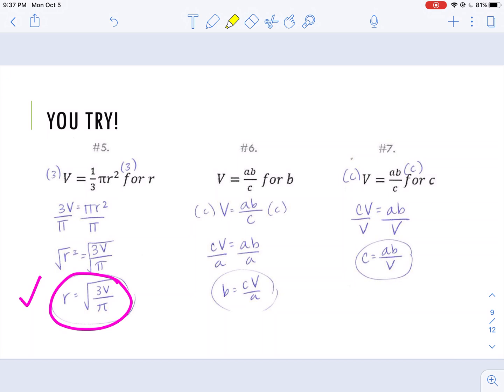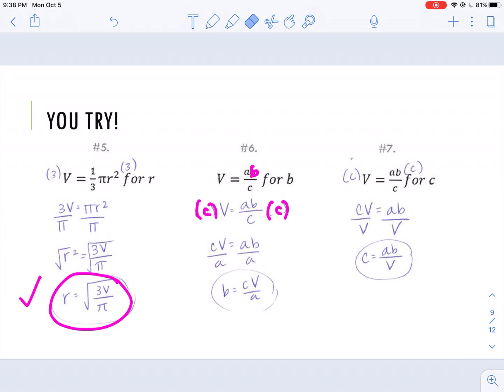In number 6, I'm asking you to solve for the variable b here. And this is not too bad. In order to solve for b, I need to clear out that c first. So you're going to notice I first multiplied both sides of the equation by c. We're left with cv is equal to ab. Then to solve for b, I divided both sides by my coefficient of a. And we get our final answer of b is equal to cv over a.